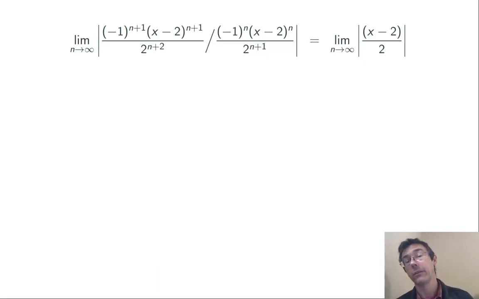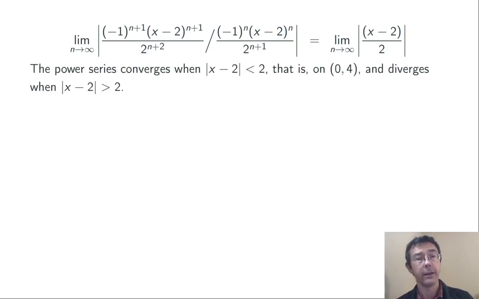Fortunately, this simplifies very quickly. The (-1) to the n's go away because of the absolute values. Almost all of the factors of 2 cancel, and almost all of the factors of (x minus 2) cancel. Now, the ratio test says that the series will converge when this is less than 1. That is, when the absolute value of x minus 2 is less than 2. In other words, from 0 to 4, the open interval. The ratio test says that this will diverge when the absolute value of x minus 2 is greater than 2. It says nothing when this limit is equal to 1. In other words, when x equals 0 or x equals 4.